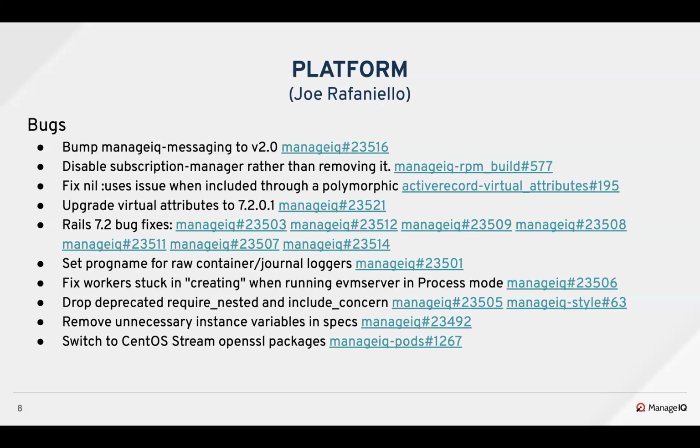Next, Adam properly set the program name for the raw container and journal loggers. He also fixed workers getting stuck in creating when running the server in process mode. Jason dropped the deprecated required nested and include concern. Keenan removed some unnecessary instance variables in some specs in favor of using let or other options. And finally, Brandon switched to the CentOS Stream OpenSSL packages to resolve a dependency resolution issue.